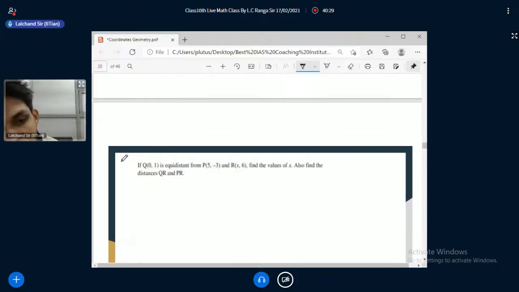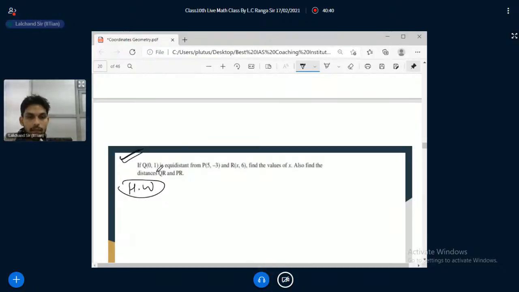And this is also a similar question. Note this question too. This question is also based on the concept of equidistance. Note down this question too. These are similar questions, and now you can practice at home. Take a screenshot of this question.